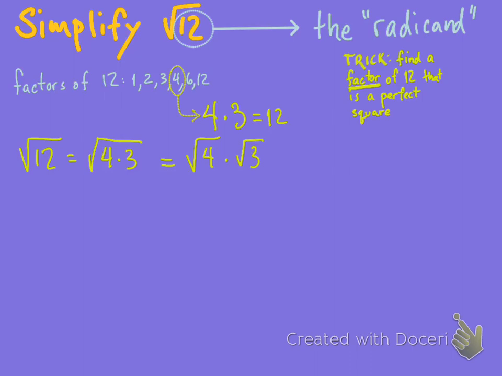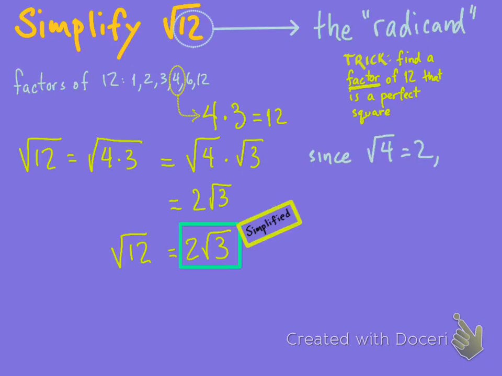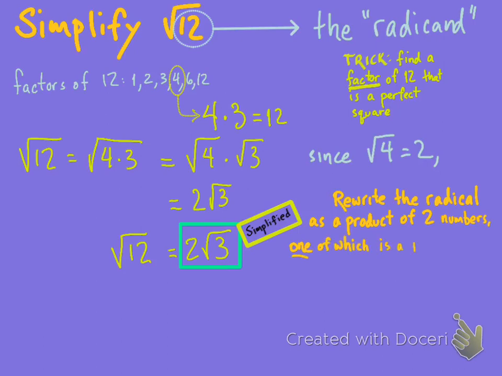And this is really one of the keys to simplifying radicals, to break them up into products of radicals like that. So the square root of 4 equals 2. That means I can replace the square root of 4 with 2, which means the square root of 12 equals 2 times the square root of 3. And that's simplified. All right, that's what we mean by simplifying a radical. So the process really is to rewrite the radicand as a product of two numbers, one of which is a perfect square.